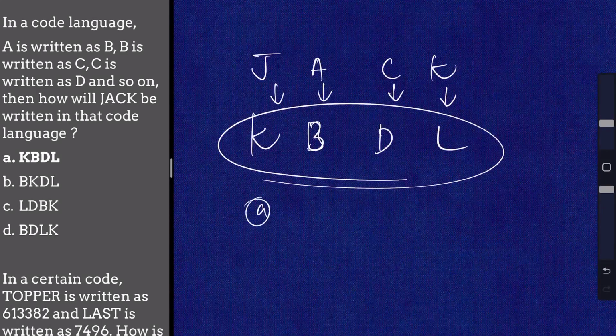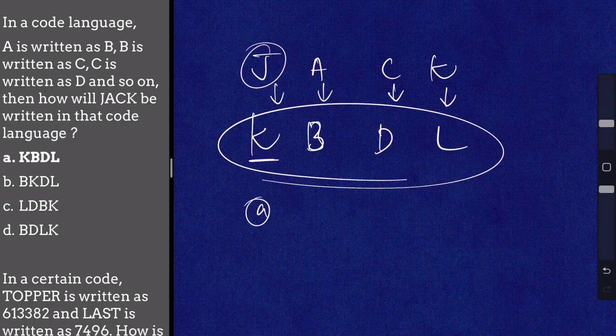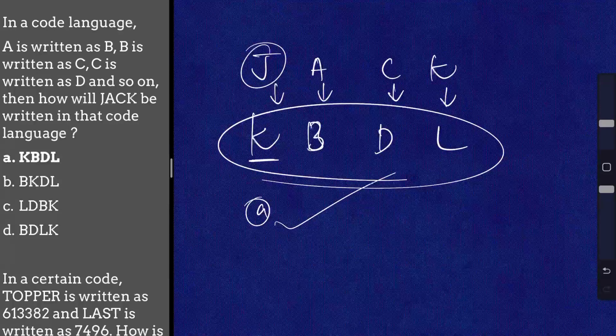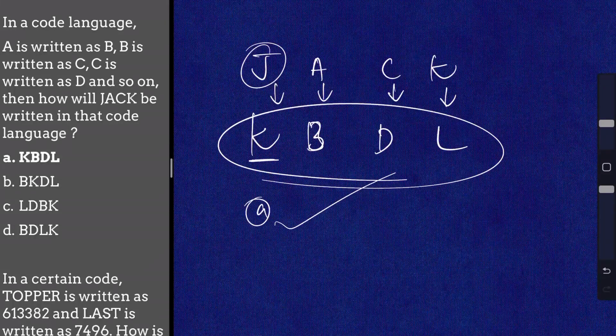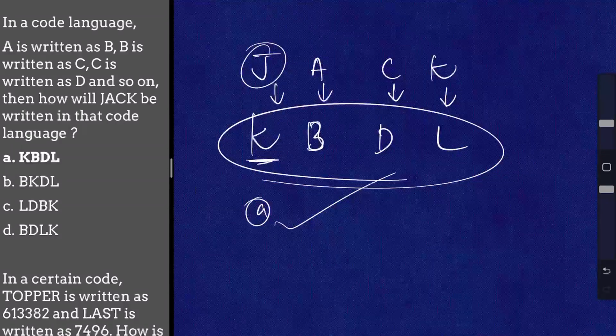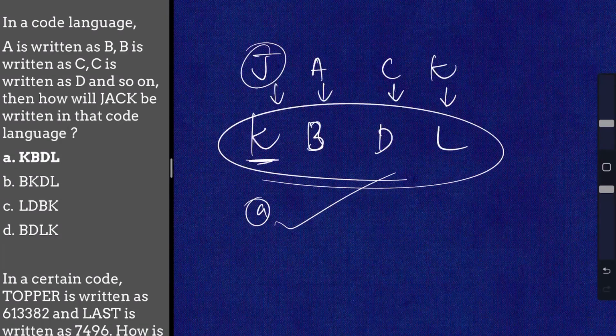Obviously option A. The moment you zero in on K as the right letter, or rather substitute for J, simply click on option A. You don't even have to look at other options because none of the other options starts with K. So therefore save your time. Don't decode for the rest of the letters. Simply select option A as the answer.